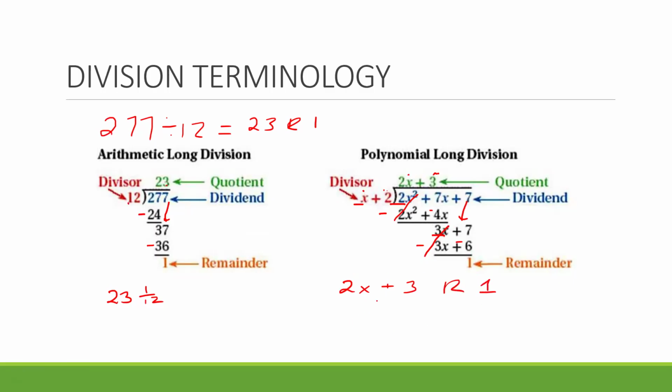Okay, that's our baby solution. Our big girl solution would be 2x plus 3 plus 1 out of our divisor, which was x plus 2. Do you see that the process is the same? It just looks different.